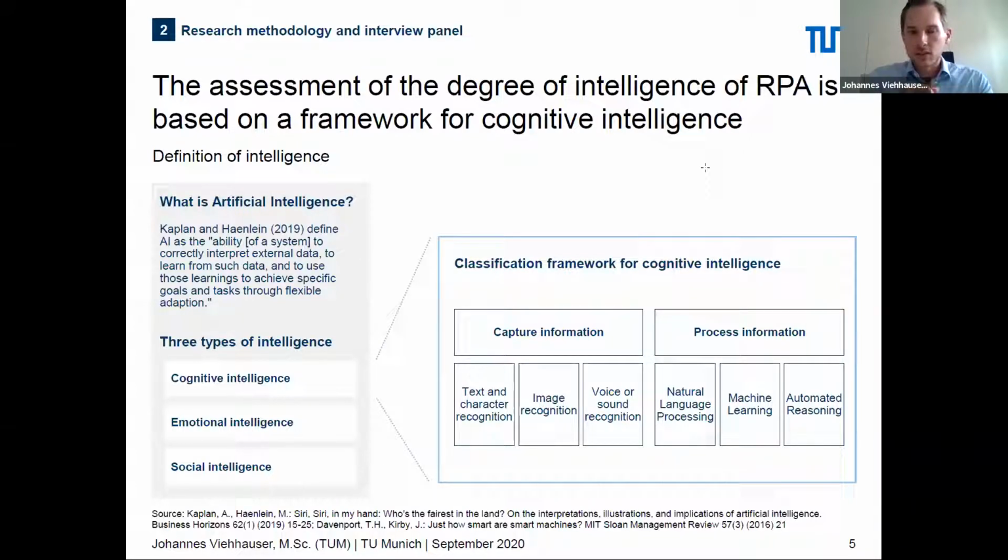Based on cognitive intelligence, we derived a framework and asked whether RPA is able to fulfill the criteria shown in the framework. First, is RPA able to capture information in terms of text and character recognition, image recognition, and voice or sound recognition? And second, is RPA able to process information in terms of, for example, natural language processing, meaning understanding sentiments of text, machine learning, and automated reasoning?